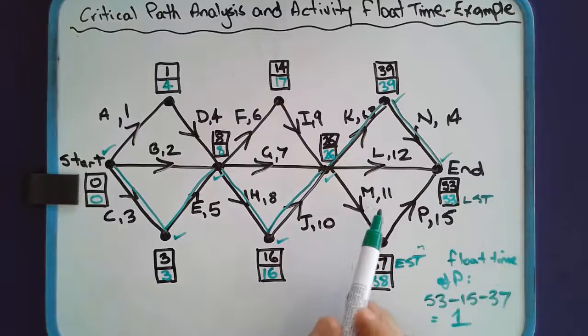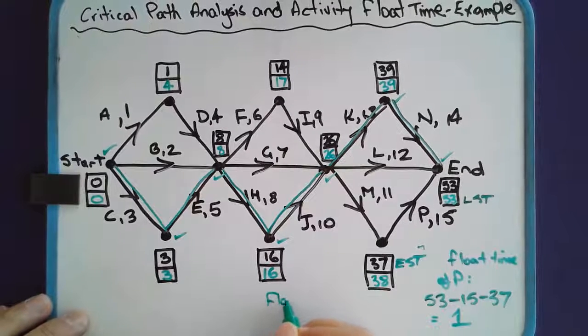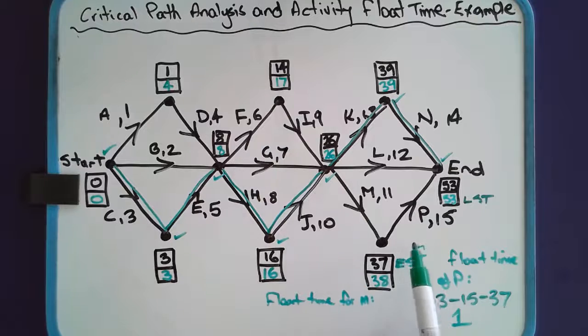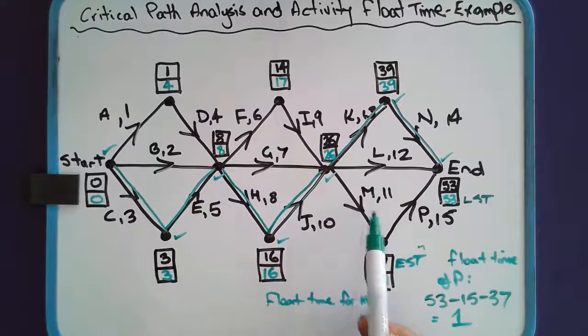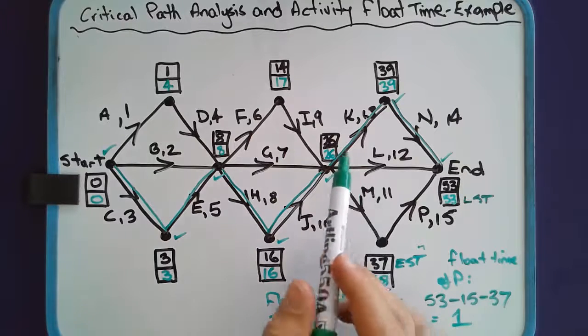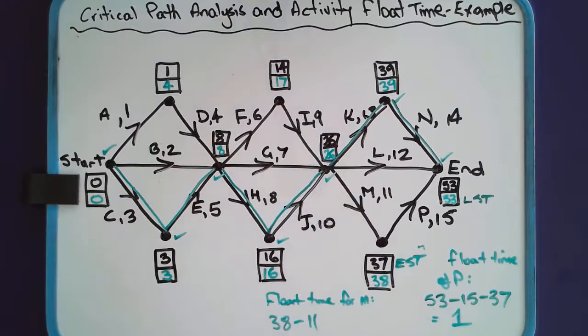So what about, say, activity M? What would be the float time for that? Okay, float time for M, we take the LST after M, so that's 38, minus the activity time for M, which is 11, minus the EST, so 38 minus 11 minus 26, and the float time for M is also 1, and that makes sense.